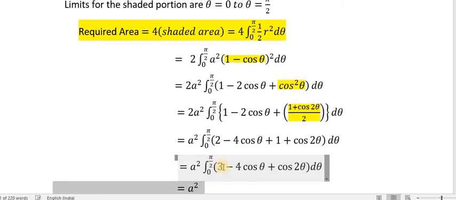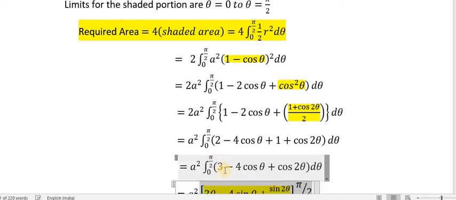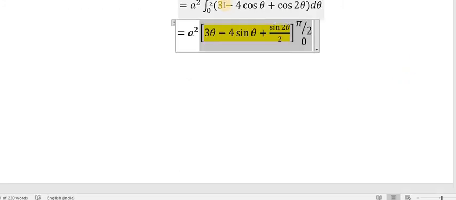So we get a square into integral of 3 d theta is 3 theta, minus 4 cos theta integral is sin theta, plus cos 2 theta integral is sin 2 theta by 2, and limits 0 to pi by 2. Now let us apply the upper limit first.